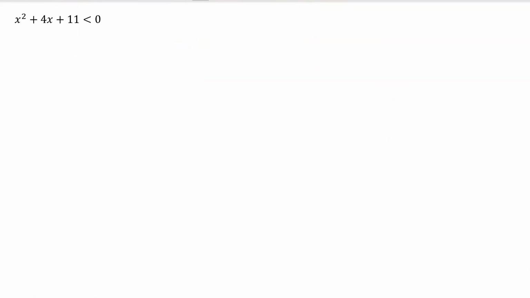To solve polynomial inequalities, first I move everything to one side. Done, already all on one side. Then I find out what the actual zeros are.